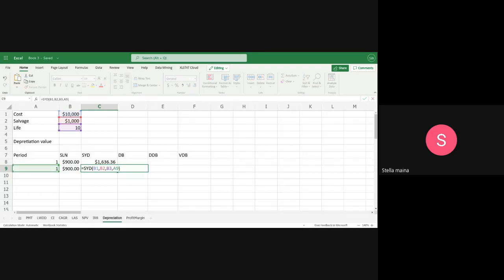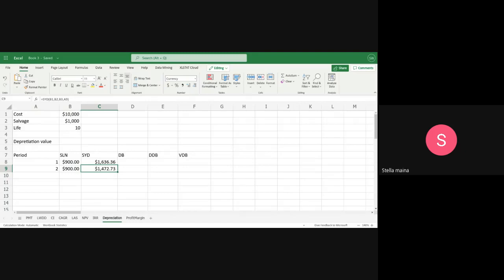So if I close that, you can see what the value is. Now I expect this value to change. There's something that I have not done. Oh, the period should be 2, not 1. So yeah, you can see now the value changes.